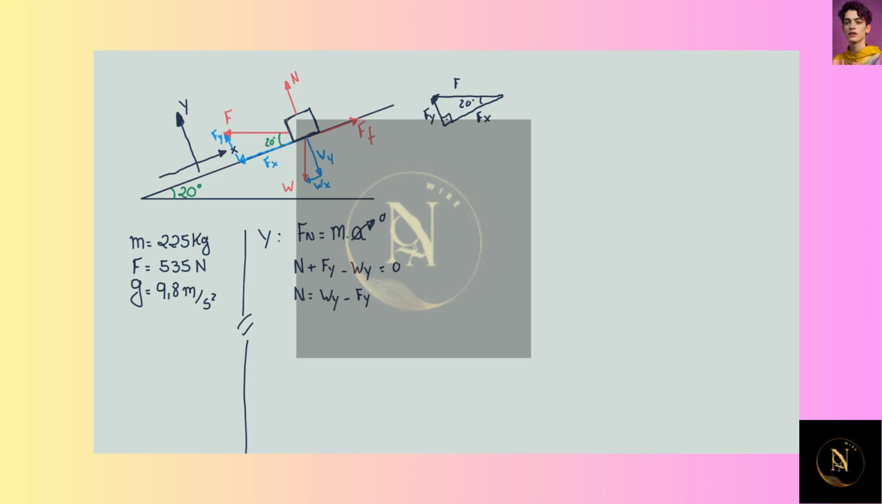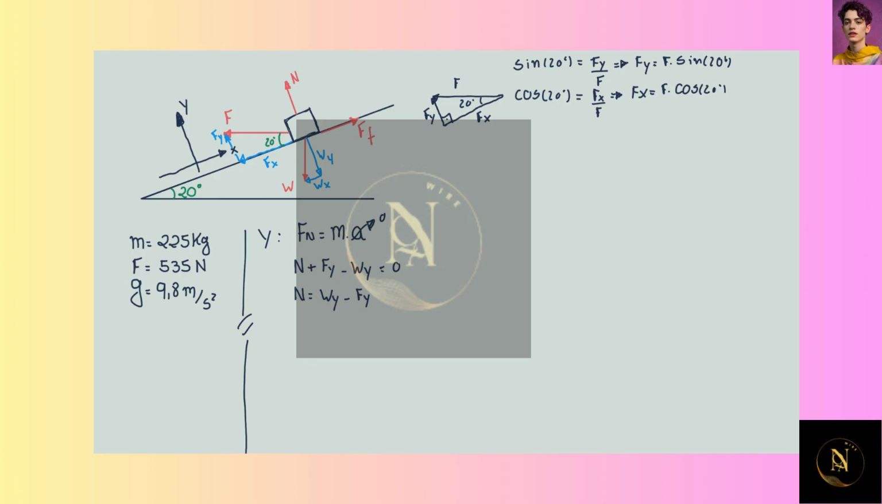Then, we can calculate the y component by using the sine of 20. So the sine of 20 degrees is given by the opposite side, Fy, divided by the hypotenuse, F. Then, Fy is equal to F times the sine of 20 degrees. For the x component, we have that the cosine of 20 degrees is equal to Fx divided by F. Therefore, the x component of F is given by F times the cosine of 20 degrees.